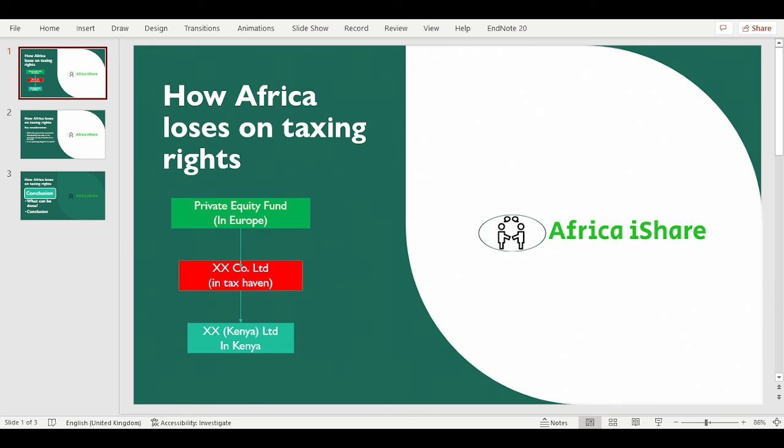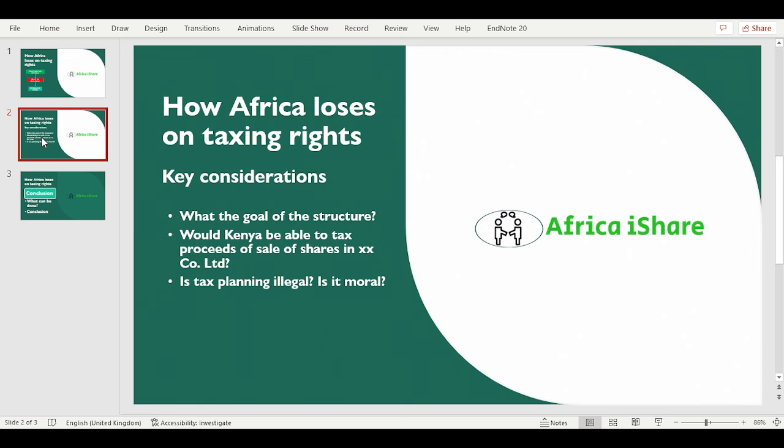So those are the considerations that would come up, even if, as I said, this is very simplistic. But you would ask, what is the goal of this structure? It's tax planning, because you plan on how you can reduce your tax. And then I've tried to answer, would Kenya be able to tax the proceeds of sale of shares in XX Company Limited, the tax haven?